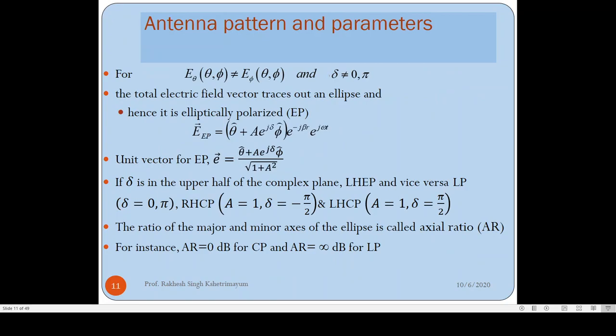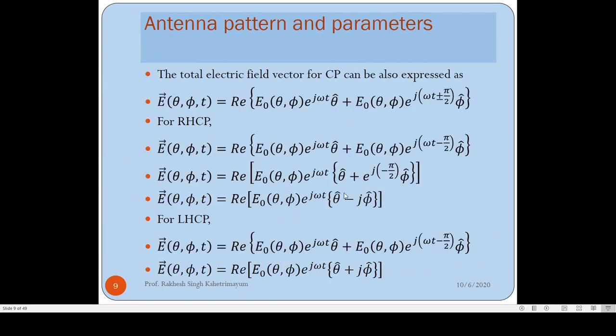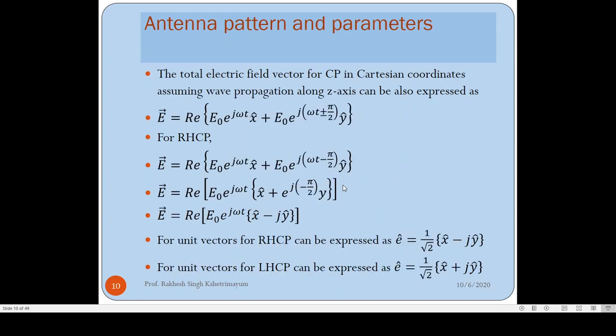So here what we have looked at was a CP wave with components along theta and phi directions. Let's say you consider another CP wave in which the wave propagates along the z-axis. Then the electric field will be confined perpendicular to that, so it will be in the xy plane, with an x component and a y component. The x component can be expressed as E0 exponential j omega t x hat. The y component can be expressed as E0 exponential j (omega t plus minus pi by 2) y hat. The amplitudes of the x and y components are equal, and we have a phase shift of plus minus pi by 2, so we have a circular polarized wave.